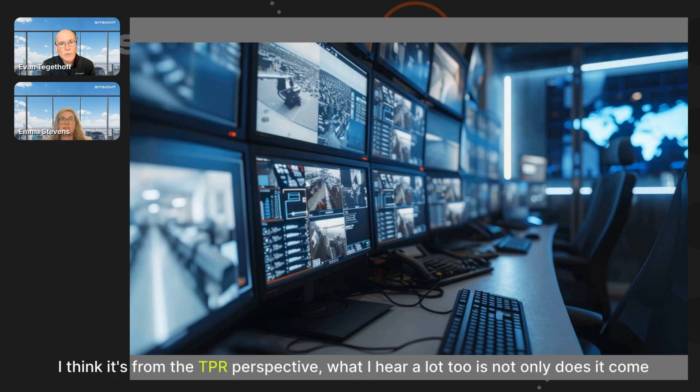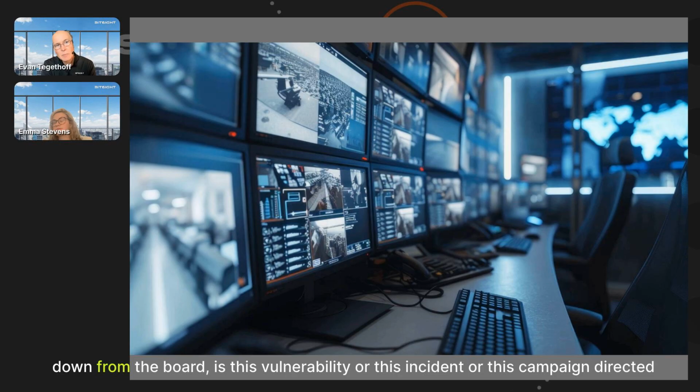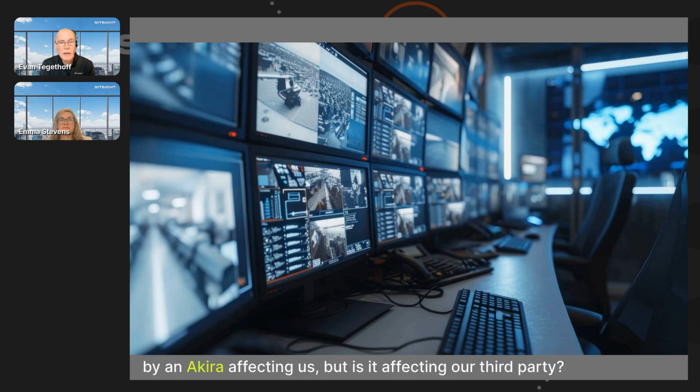Yeah, and I think it's, from the TPRM perspective, what I hear a lot too is not only does it come down from the board, is this vulnerability or this incident or this campaign directed by an Akira affecting us, but is it affecting our third party? So it's almost like in one breath, what is our attack surface? What's our extended attack surface?